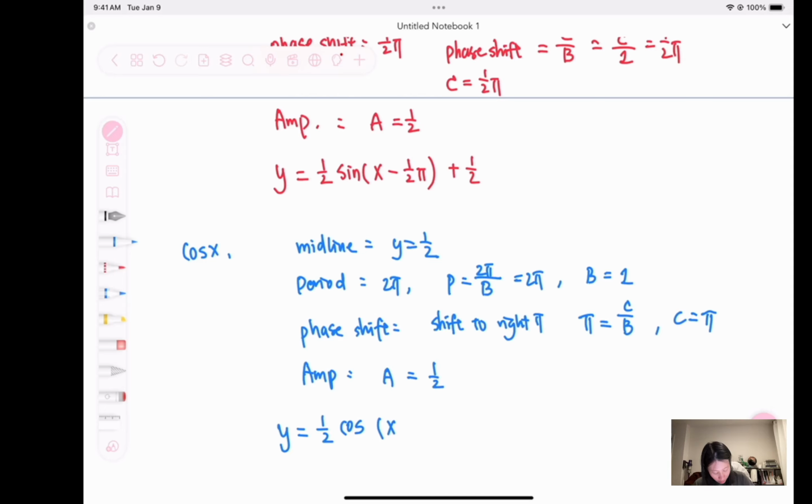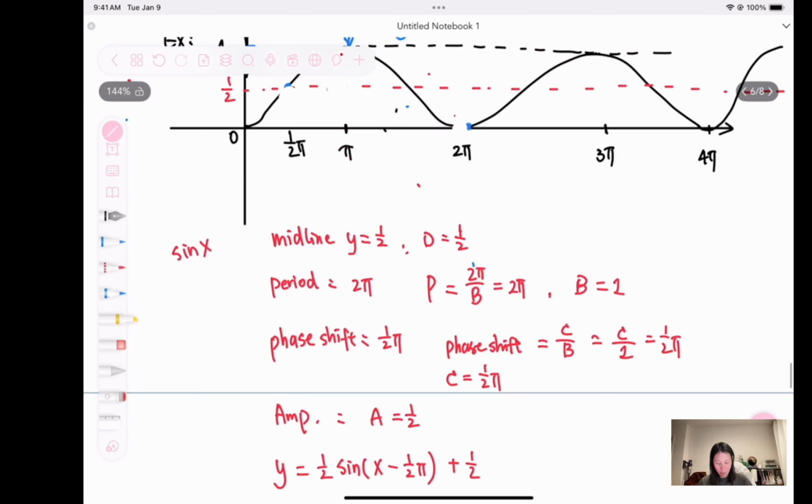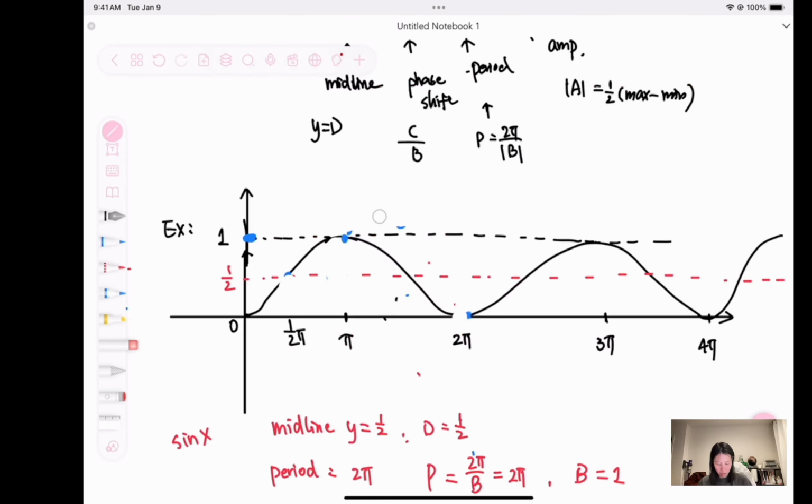Is there any different way to solve this problem? The answer is yes. The midline, period and amplitude are the same. Now, again, the phase shift. Let's say I don't think that's the starting point. I still think the 0 is the starting point. Now, I'm going to use a different color of pen, the green one. I still think this is the starting point.